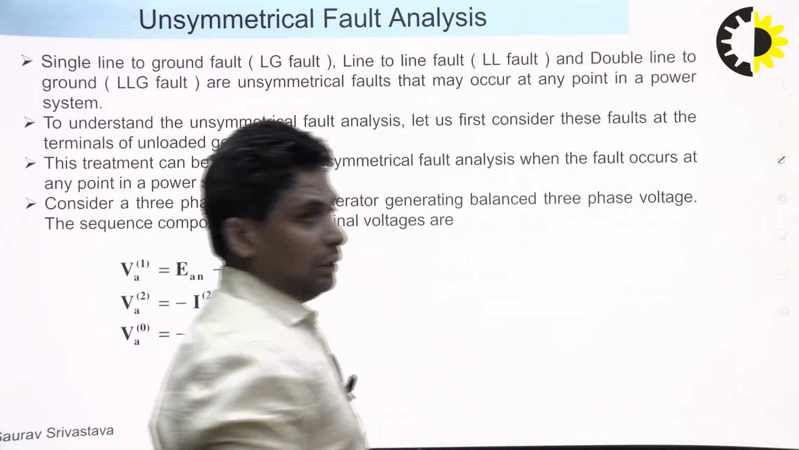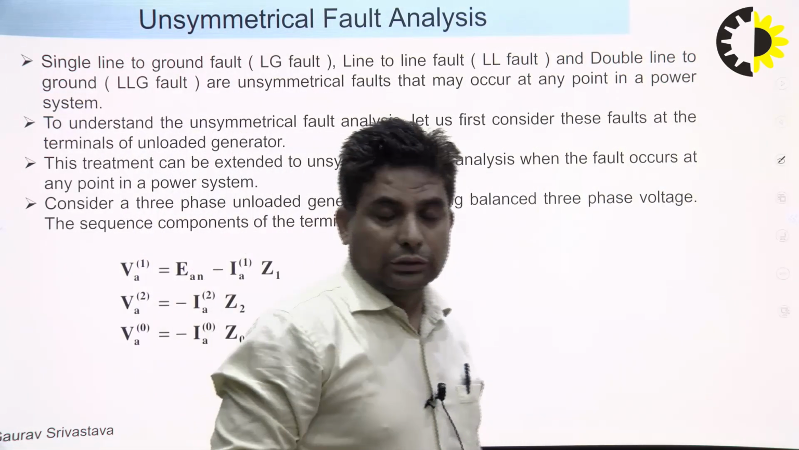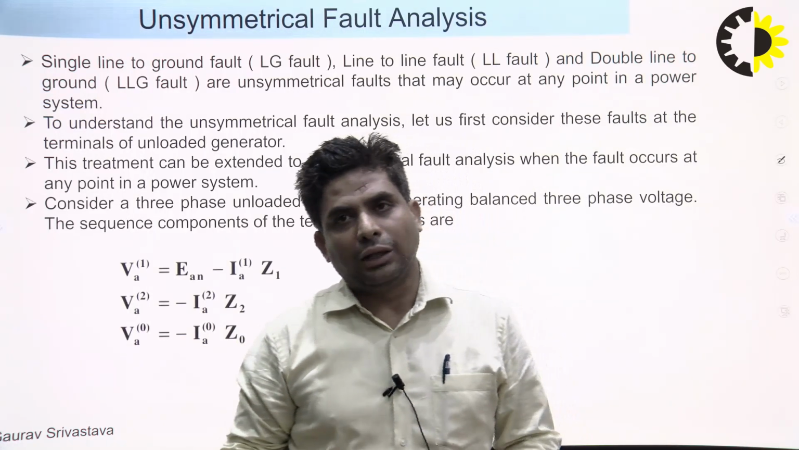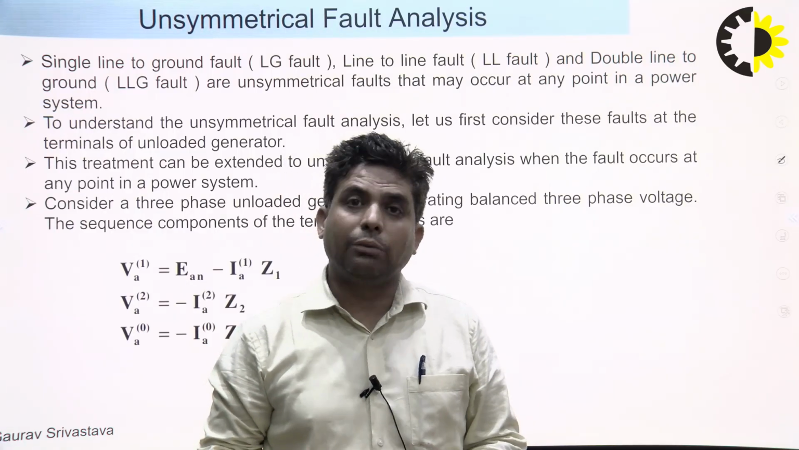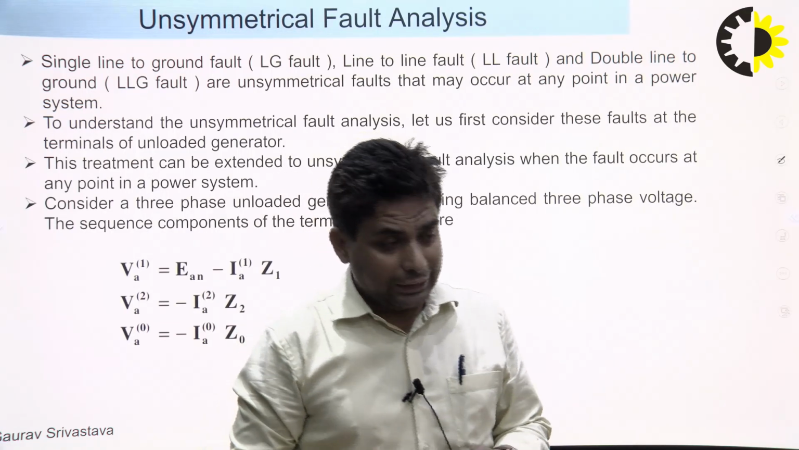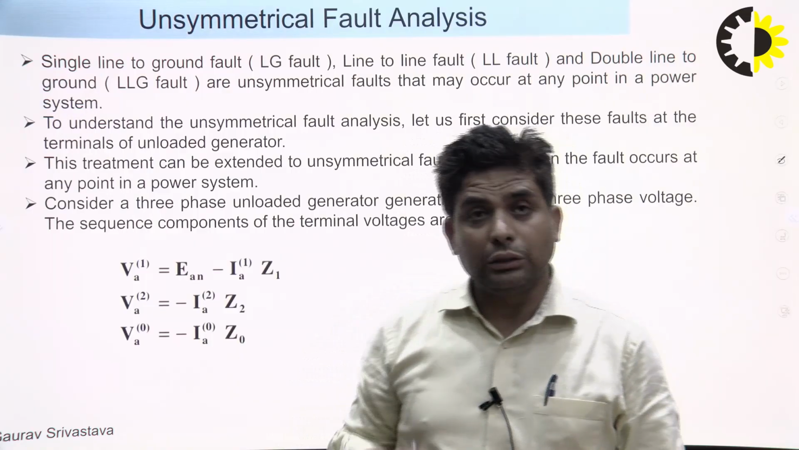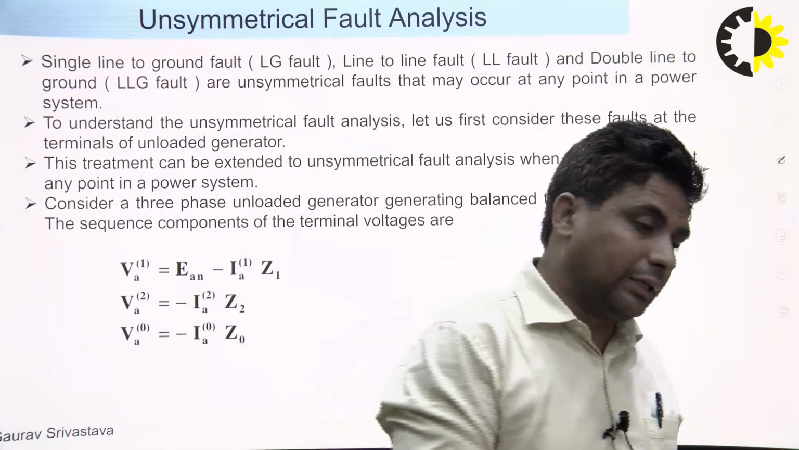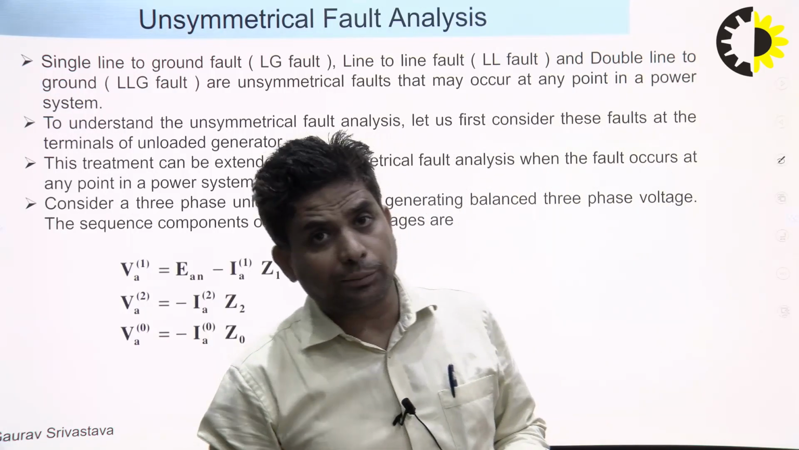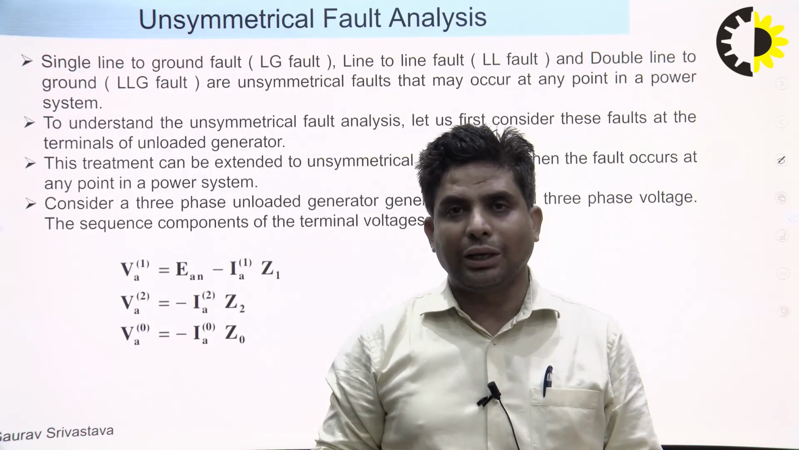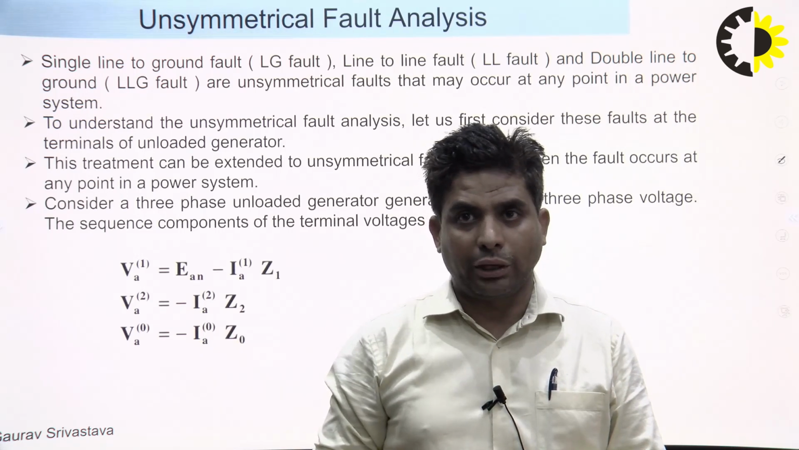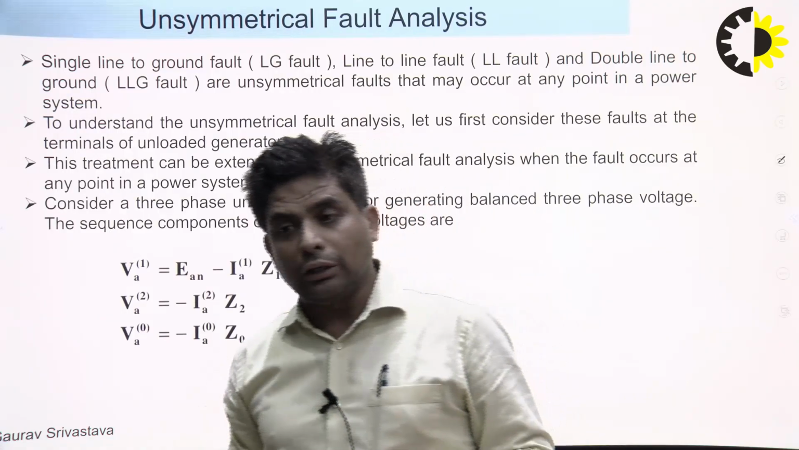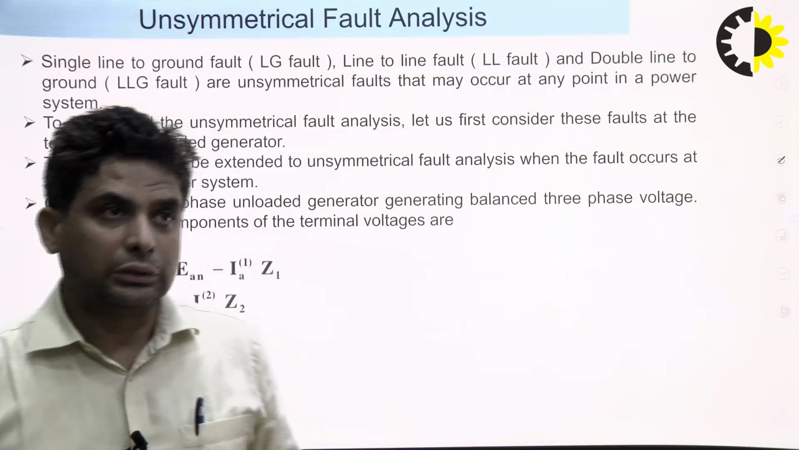As we have already discussed, the different types of unsymmetrical faults, that is the line to ground fault and the double line to ground fault, might occur at any point in a complete power system. At any point, from the point of view of the generator, the transformer, or the transmission lines, this type of fault can occur.